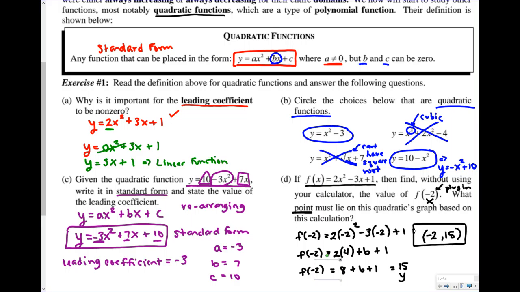Okay, so these four different exercises are kind of talking about different properties of a quadratic. Okay, ways you can rearrange them, why leading coefficient is important, and how you can plug in x values to find y values and get points to plot on your graph. Okay?